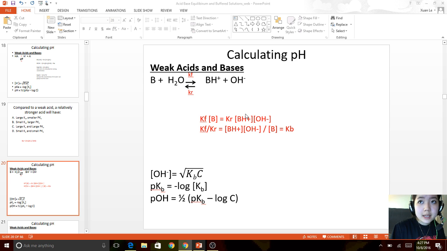So you're going to get that Kb, which is really just Kf over Kr, is equal to the dissociated base concentrations over the original concentration. And if you rearrange this equation a whole bunch and then multiply by inverse log, you're eventually going to get this equation right here, which is what we're going to be using for our calculations of pOH.